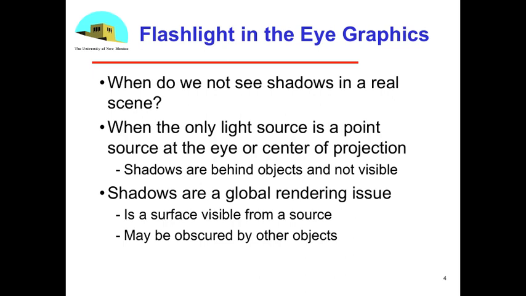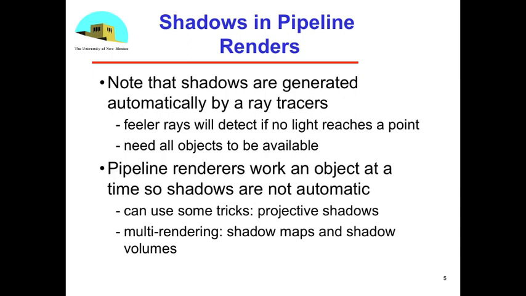And so we want to know how we can get shadows into our pipeline model when they're a global issue in the following sense: you want to know if the surface is visible from a light source. How do you do that when you have many objects potentially in the scene, and the light may be blocked from hitting that object by one of the other objects in the scene? Well, that's kind of a global problem, because you need to have the objects around to be able to do that kind of calculation. But we're using a pipeline renderer, and pipeline renderers work an object at a time.